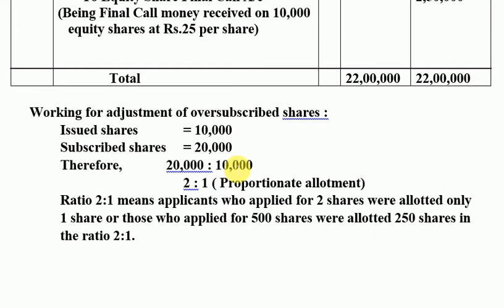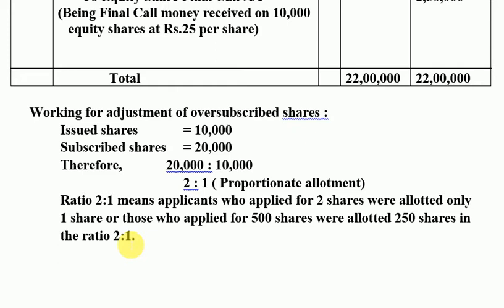So 20,000 is subscribed shares. You can see here subscribed shares 20,000 and 10,000 is issued shares. So if we reduce it to the lowest term, the ratio comes 2:1. This is proportionate allotment of shares in ratio 2:1, which means those applicants who applied for 2 shares were allotted only 1 share. This is the meaning of ratio 2:1. Or we can say those who applied for 500 shares were allotted 250 shares in the ratio 2:1. Or I can say those who applied for 100 shares were allotted 50 shares by the company.